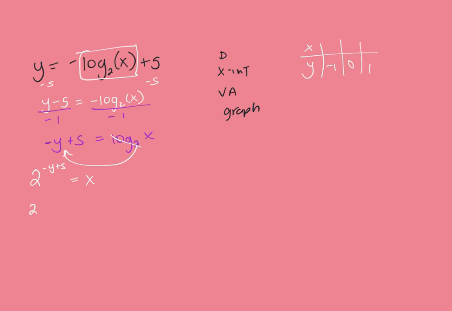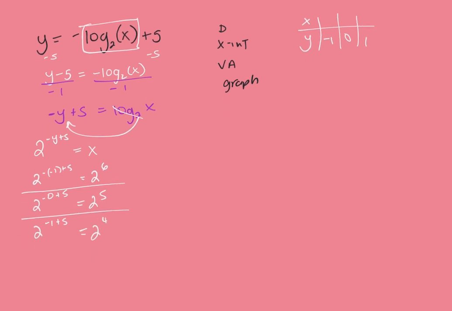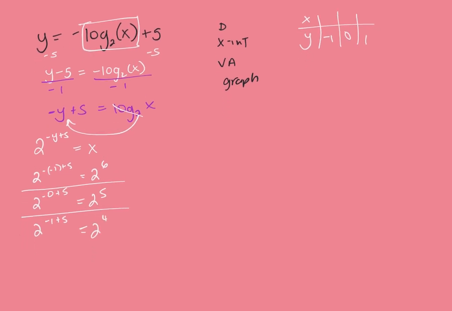So 2 to the negative (-1) plus 5, 2 to the negative 0 plus 5, and 2 to the negative 1 plus 5. That becomes 2 to the 6th, 2 to the 5th, and 2 to the 4th. So this is a big shift up, like up 5 places, so you're going to get very big numbers because everything got shifted up 5. If you want to plug in more values, you can. So we're going to go 16, 32, 64.